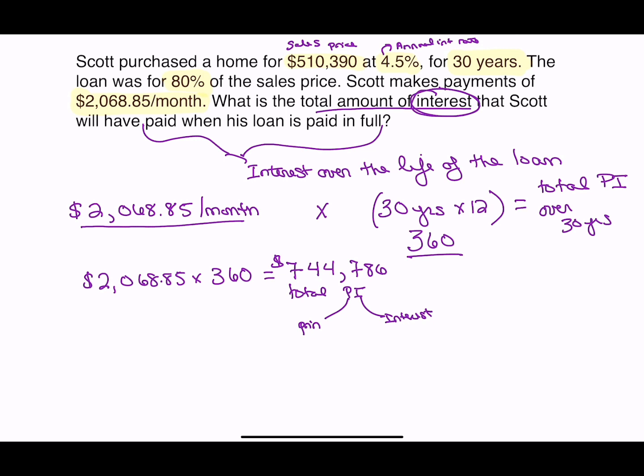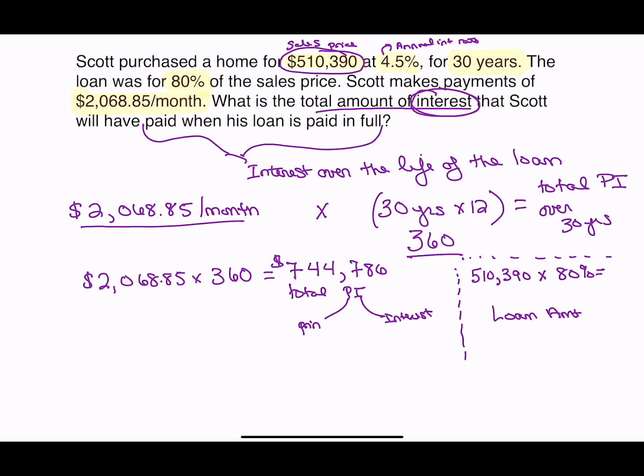So of that $744,786, if we look back at the problem, we remember he purchased the house for $510,390. That's what he purchased the house for. But don't get caught. If that is the sales price, remember, he did not borrow 100% of that $510,000. He borrowed 80% of that. So I'm just going to do a little math over here. If I take that $510,390 and I multiply it by 80%, that's going to tell me what our loan amount is. And that should look familiar because it's the same equation or formula that we used in prior problems. We're taking the value and multiplying it by the LTV, and we're getting a loan amount.